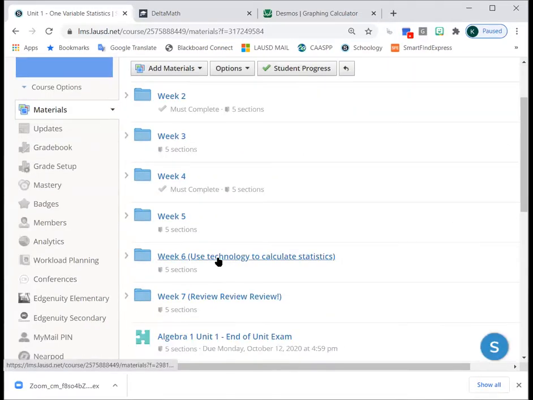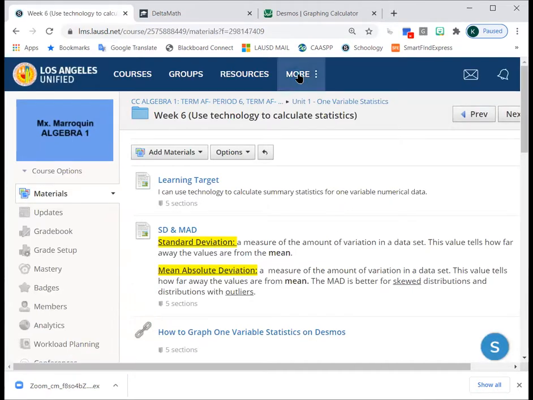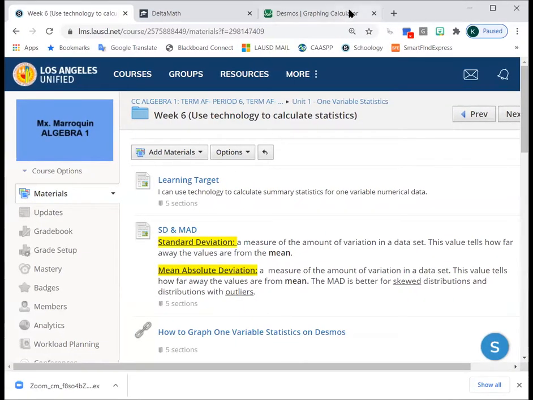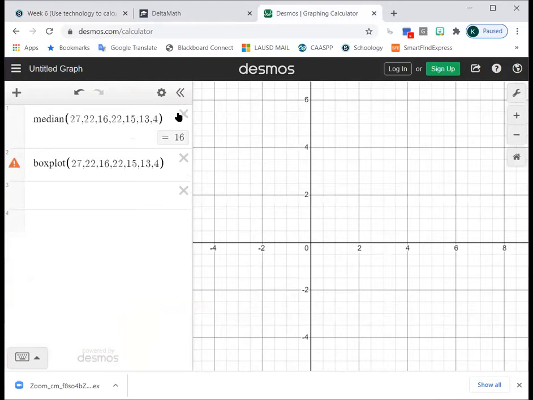Using technology to calculate statistics. So this is where there's a detailed video of how to use a Desmos calculator. The other major thing that we need to talk about is standard deviation. Standard deviation is a measure of how spread out a data set is. So let's go ahead and use a Desmos calculator right now to see an example of what standard deviation is. I'm going to get rid of this stuff.